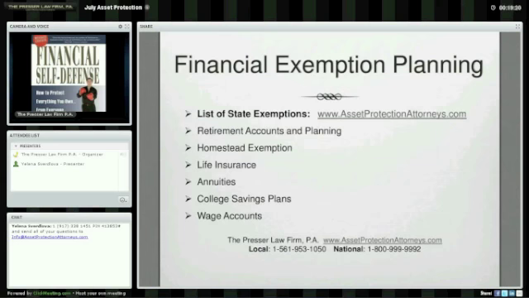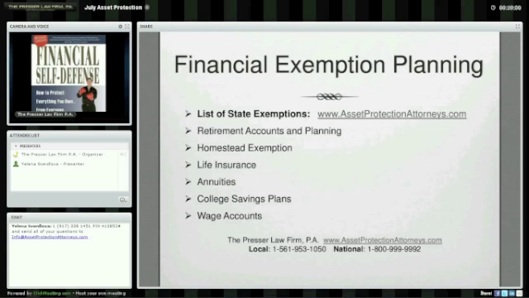Again, you can look at assetprotectionattorneys.com and see a list from your state. What I want to do today is just go through some of the more common exemptions. I'll talk to you today from a Florida point of view because I happen to be in Florida. But again, feel free to go on our website, and this could be totally different for your state. Retirement accounts, 401ks, IRAs, SEP, Roth, etc. They're all protected. Also, the homestead is protected.